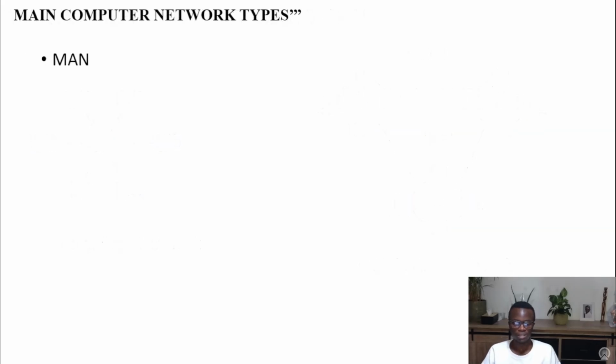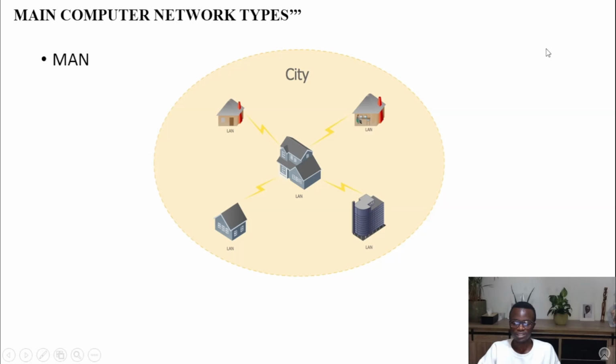So we have the last one, or the third one, which is called a MAN, or metropolitan area network. It's not small, and it's not large, but it is a medium-sized network which can be implemented like in a city. So here we have a simple one. Here we have a LAN, and this LAN, and this. So it's totally different from WAN, because WAN can be used to connect more than one city. But here, as you see, it connects a single city.